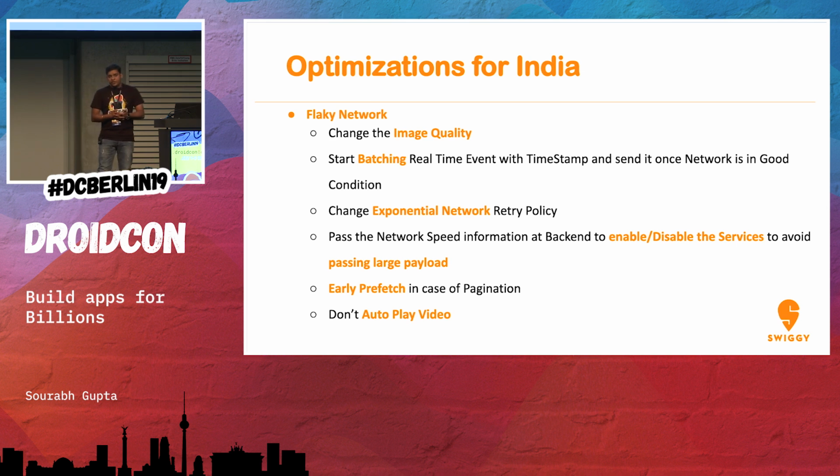We changed the exponential network retry policy. We wanted to retry 3 times. In case of a 2G network, we wanted to retry 6 times, but the retry timeouts should be less.